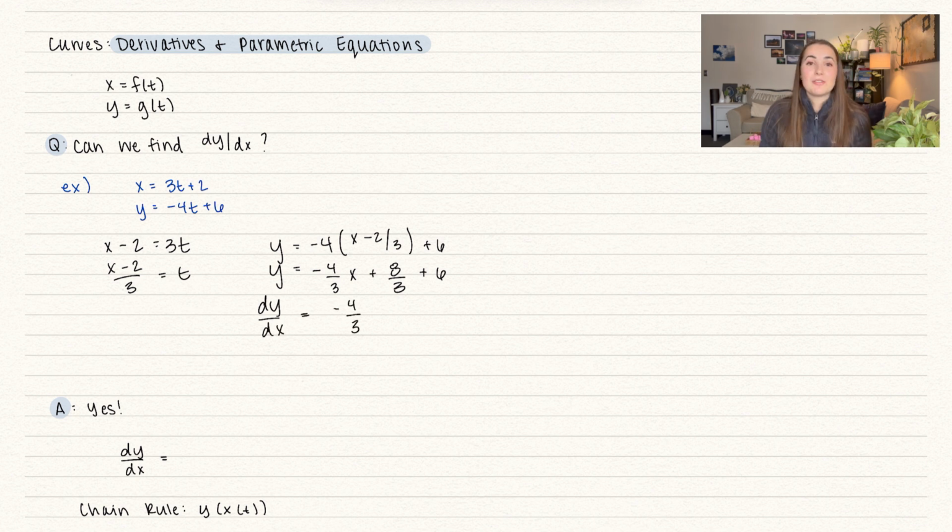So here I was able to find dy/dx, and I did it by eliminating the parameter, right? I got rid of the t, I represented y in terms of x, and I was able to find the derivative. Now let's think about this a different way.